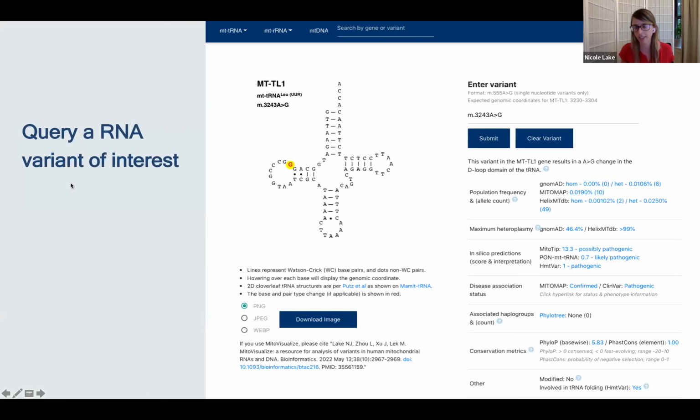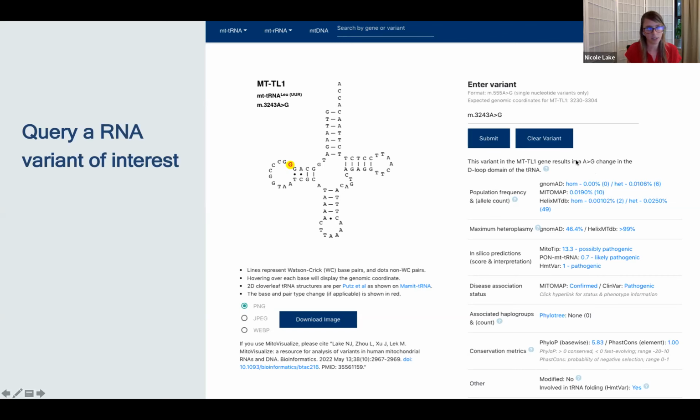The first key functionality is to query a variant of interest. For example, a variant you found in a patient that's within either a transfer RNA or ribosomal RNA gene. This is a screenshot of a query for the 3243 A to G variant. What you can see here is the location and the effect of the variant in the RNA secondary structure. This is a useful piece of information for variant classification, because there are some specific areas of the transfer RNAs that are known to be particularly enriched in deleterious variation.